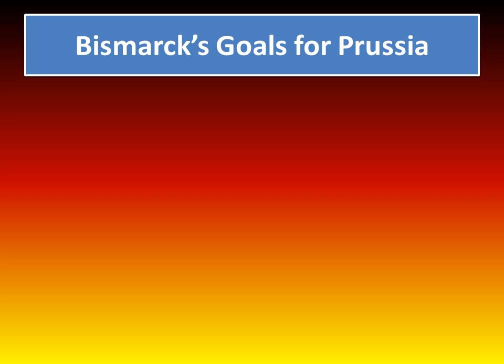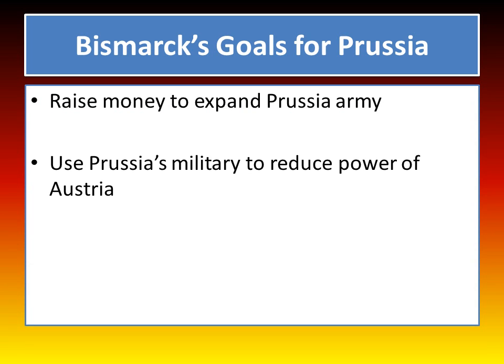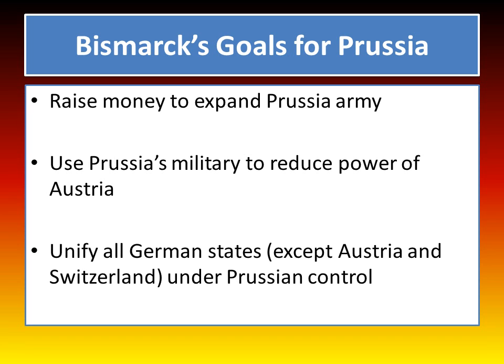Otto von Bismarck had big plans for Prussia, and he basically came up with a three-step plan. What he wanted to do first was to raise money to expand the Prussian army. Then, he wanted to use Prussia's military to reduce the power of Austria. Remember, Austria and Prussia were rivals. They were the biggest and most powerful of all the German states, and it was assumed that either Prussia or Austria would ultimately take control of a unified Germany. Bismarck's final step in his plan was to unify all of the German states, except for Austria and Switzerland, under Prussian control.